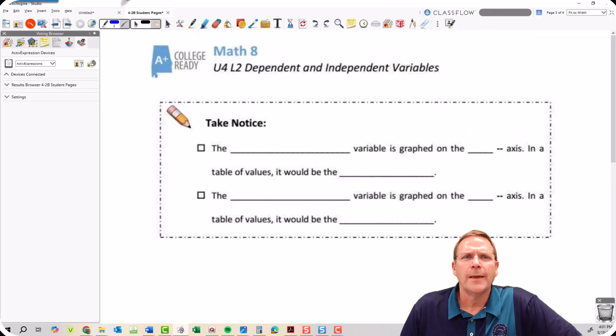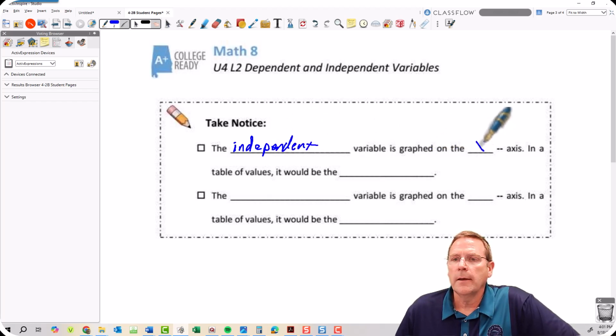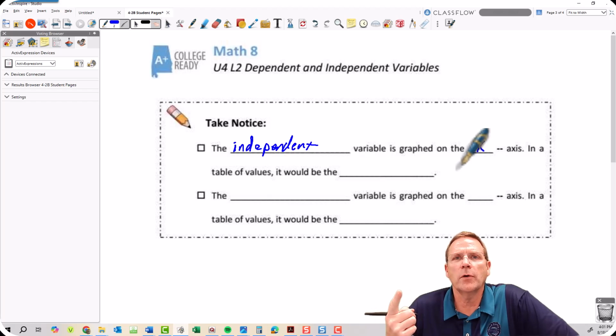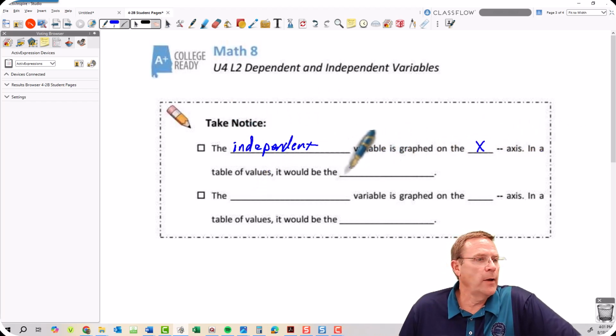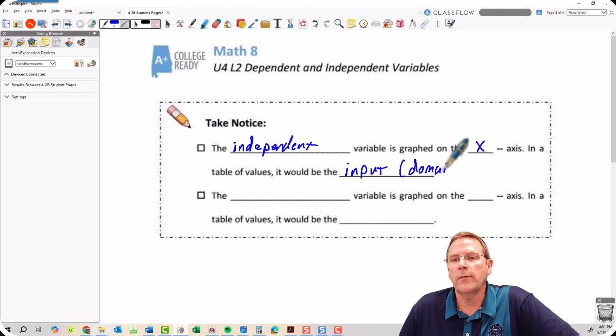Pretty easy, right? And that leads us to our final take notice. In the final take notice, we're going to say that the independent variable is graphed on the x-axis. Okay, we've talked about this before. Your independent variable is also known as your domain, and is also known as your x variable, so it's going to go on the x-axis. In the table of values, it is also going to be known as your input. And I'm going to just write domain in here in parentheses because it's also going to be your domain value.